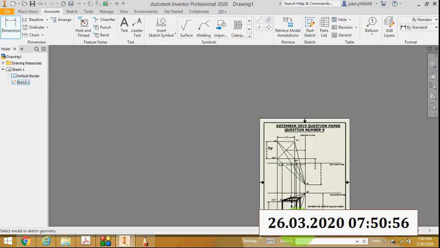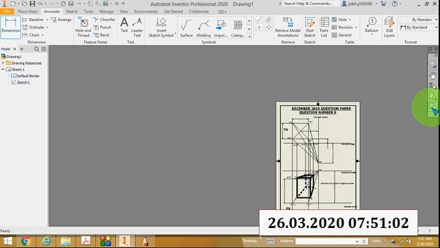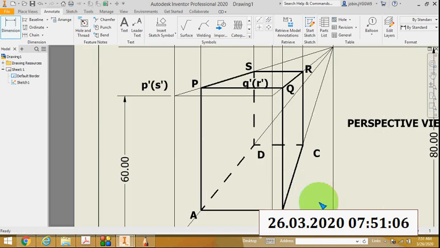Then complete all the edges, visible or invisible. Then mark all the dimensions. That is very important. So this is the final perspective view of a square prism, which is resting on its base on the ground plane, and one rectangular face is parallel to the picture plane. Thank you.